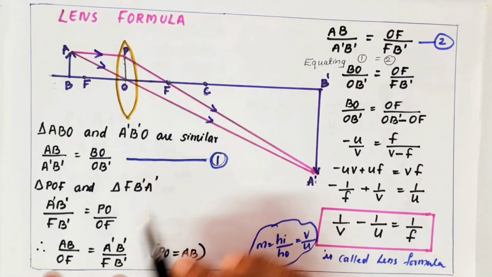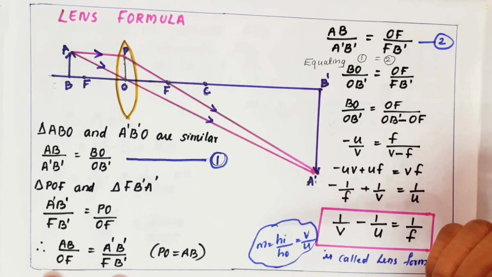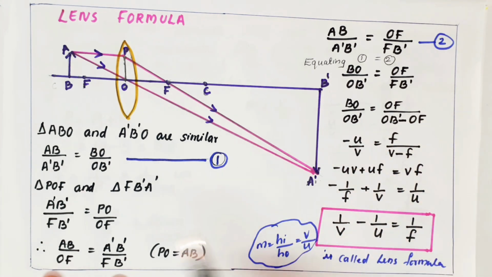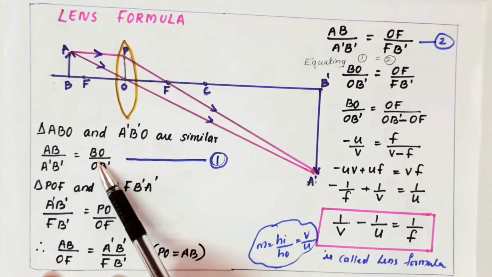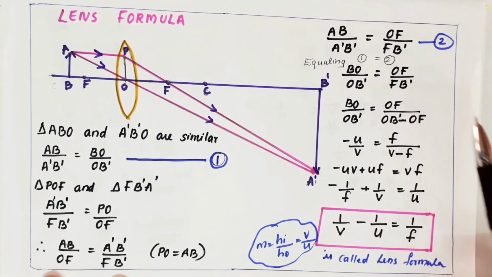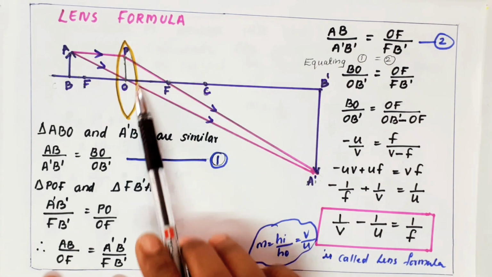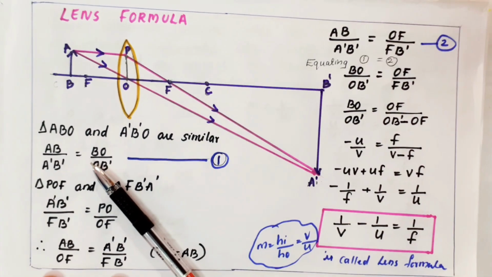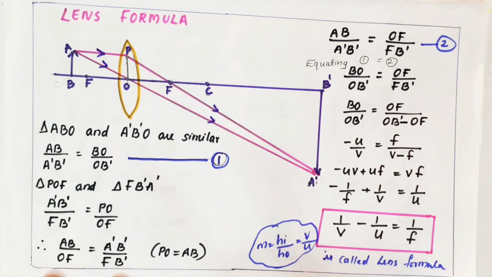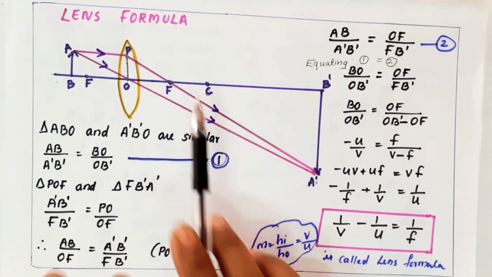Take the similar sides. When you are taking the similarity, you remember always we need the object to image ratio, so AB by A'B'. So we are getting both the two and we are equating these two. Equation number 1, that is BO by OB' equals OF by FB'. What is FB'? FB' we can take as OB' minus OF.